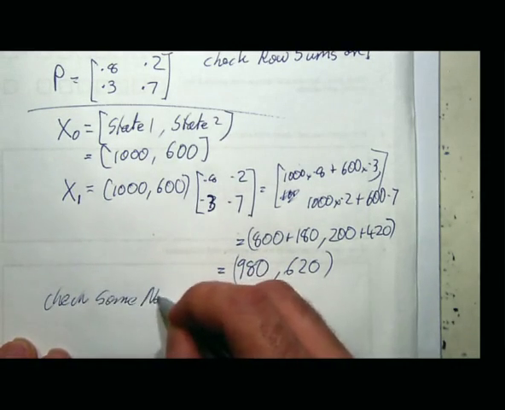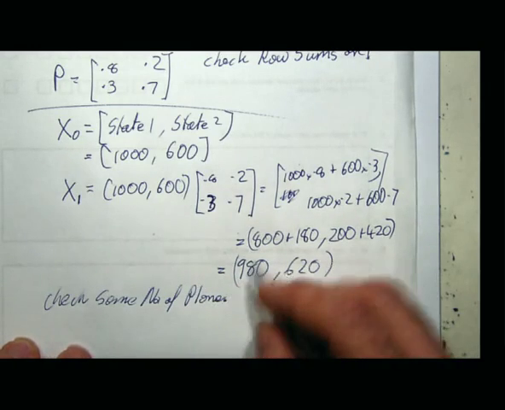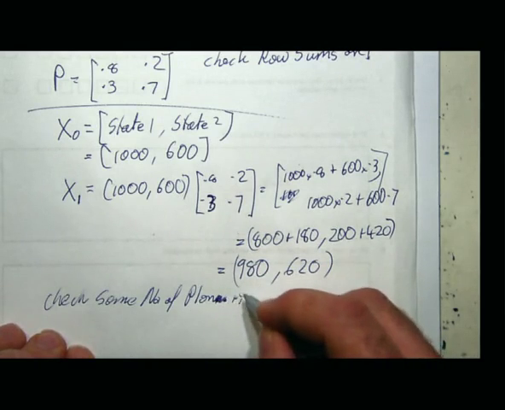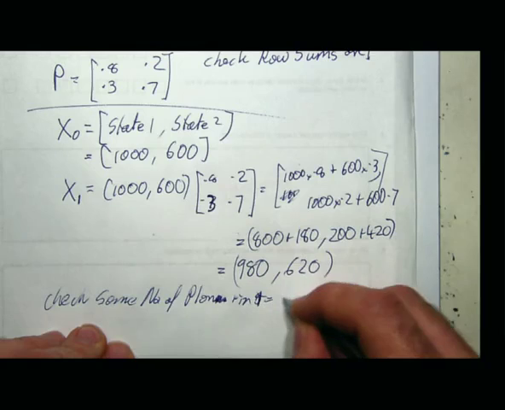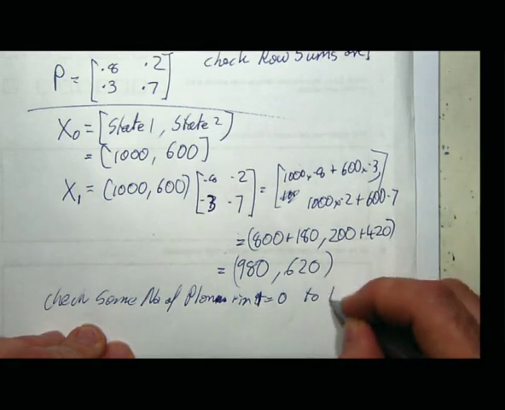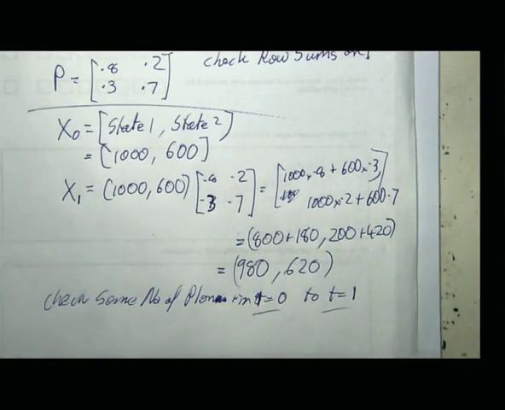Same number of plans in t is equal to 0 to t is equal to 1. So time is equal to 0 to time is equal to 1. Okay? So if we do something like that to check, we should write it down, all right?